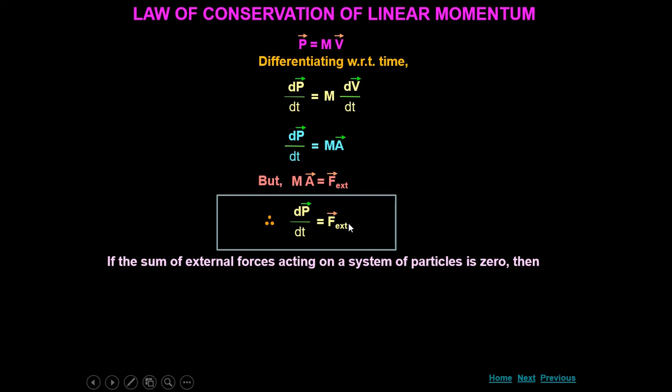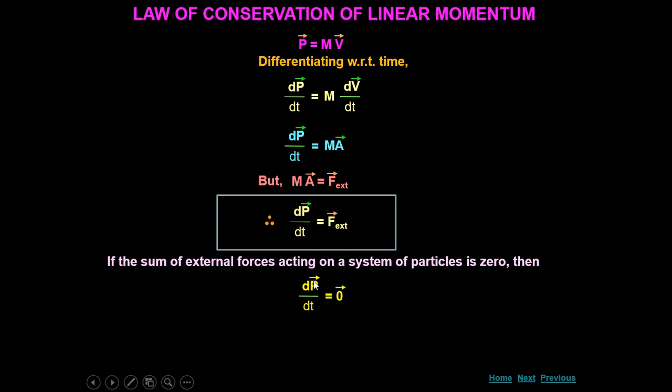Or if the system is at rest, even then the total external force acting on it must be 0. So when the system is in equilibrium position, we call this equilibrium position, either in a uniform speed or at rest, both states we call equilibrium position. Equilibrium position doesn't mean the body is always at rest. So F external, if it is equal to 0, then dp/dt must be equal to 0.